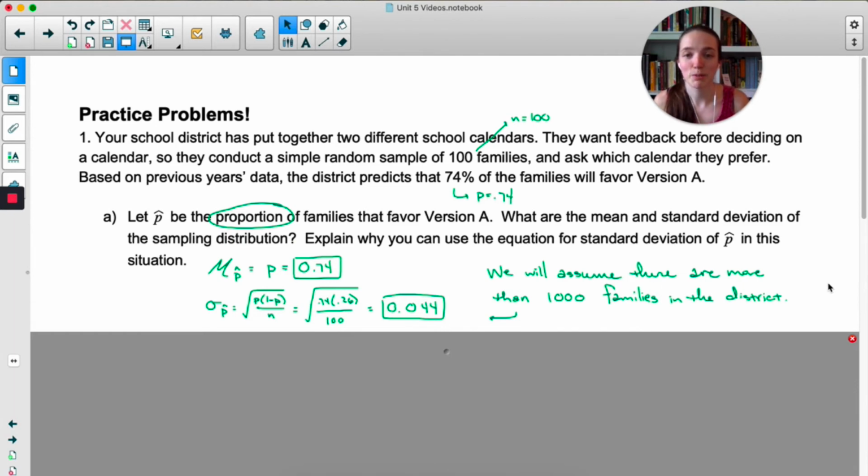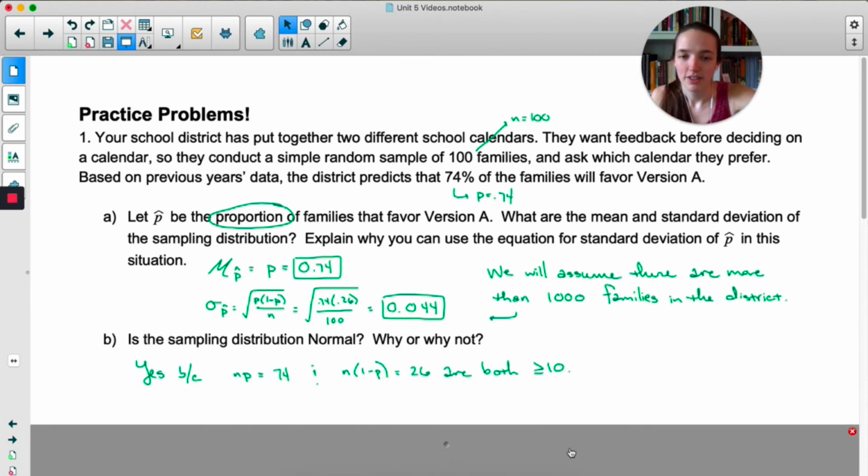Okay, so I'm not going to read this problem to you because you've already done it. So p hat, we're dealing with proportions. So I'm using the mean of the sampling distribution of p hat and the standard deviation of the sampling distribution of p hat to get 0.74 and 0.044. We need to assume that there are more than 1,000 families in the district. That's definitely true of my district. If it's not for yours, it's okay to just say, we'll assume that this is true.